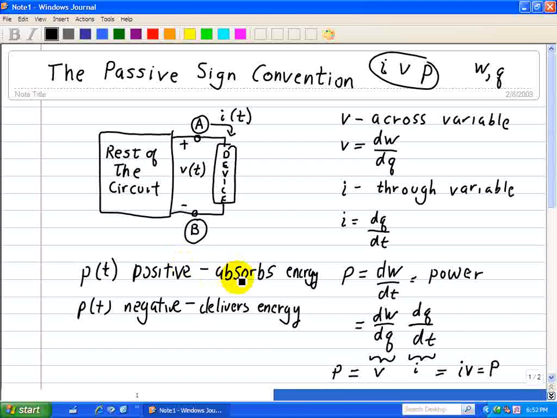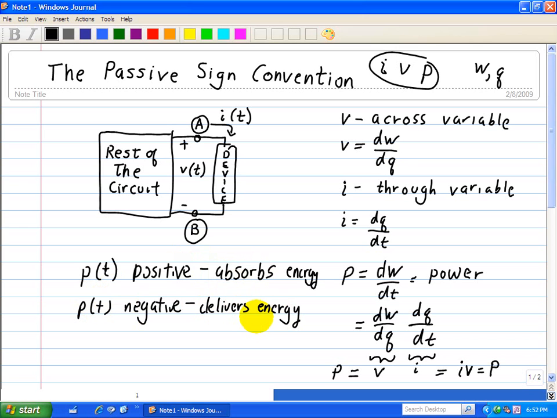So an example of one device absorbing energy is a resistor, such as a light bulb or a toaster. They can be modeled as resistors in essence. And negative, delivers energy, is of course like a DC power source, such as a battery.